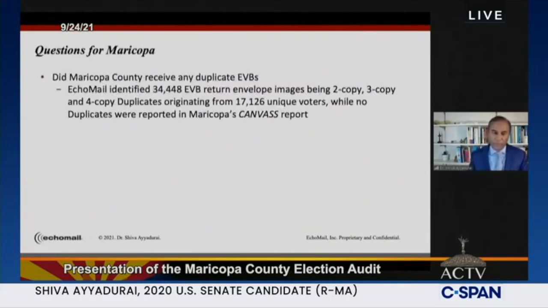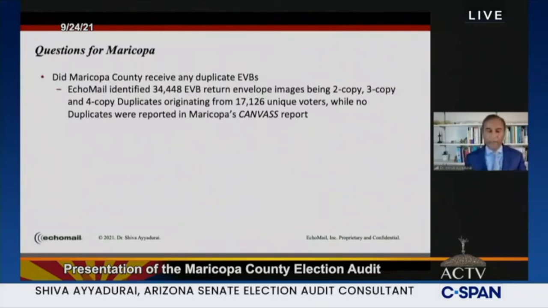All right. So, again, there's some examples here. So questions. These are the questions we have for Maricopa officials. One is, did Maricopa receive any duplicates? Again, as I've gone through, we have in our possession 34,448 images representing duplicates from 17,126 unique voters, 2 copy, 3 copy, and 4 copy. The word duplicate does not show up as a keyword in their report, but it would be interesting to know if duplicates exist.